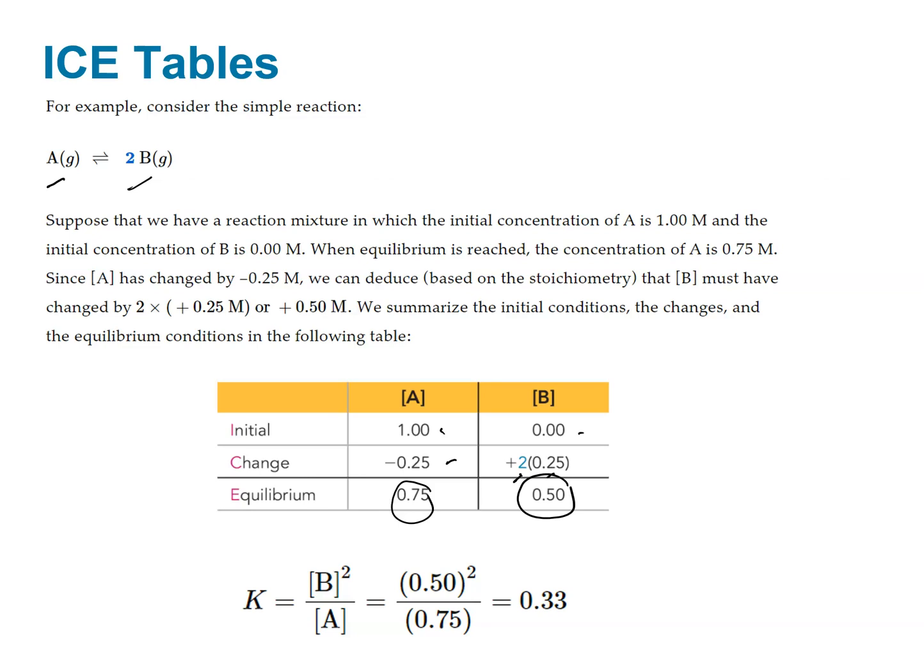So now we've got equilibrium concentrations for both A and B, just using stoichiometry in this ICE table, and we can plug that into our equilibrium expression for this reaction, which in this case would be B squared over A, and that would give us a K value of 0.33 for this particular reaction.